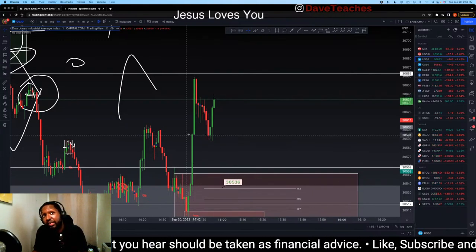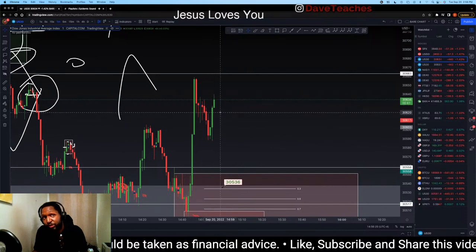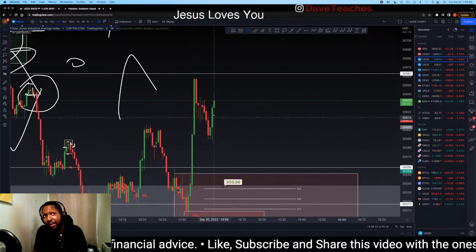I said tapped into the beginning of this imbalance. Treat these imbalances like zones. Beginning of the imbalance, treat these imbalances like zones.